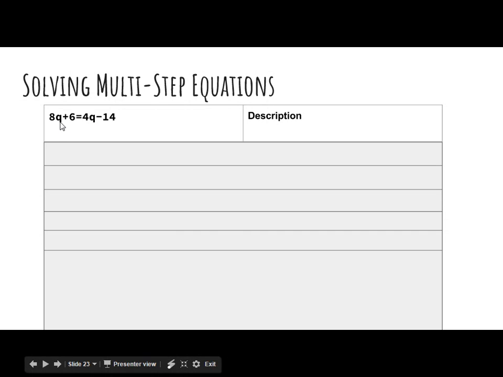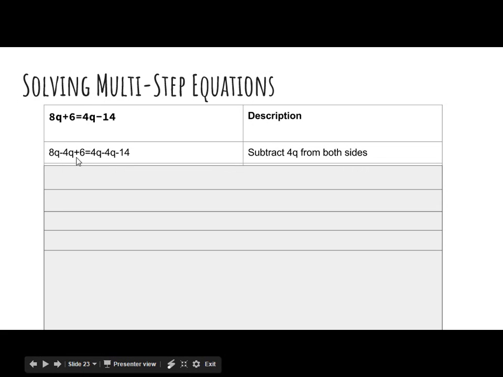So looking at this, I have a couple of options. I could either take care of this 4q and get that over to the left side, or I could get rid of this positive 6 here and get that over to the right side. The process that I chose to do is to take care of the 4q. So what I did is I did 8q minus 4q plus 6 equals 4q minus 4q minus 14.